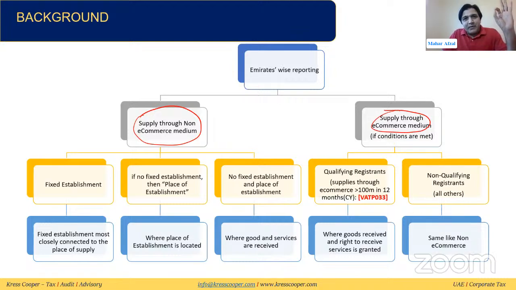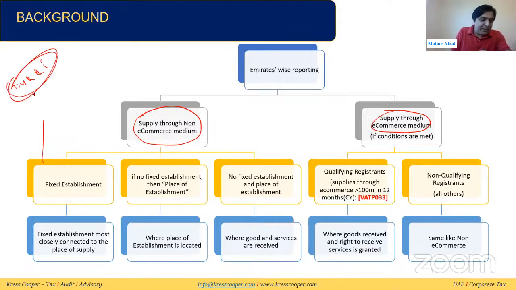Does the taxable person have a fixed establishment? If yes, the place of supply will be the Emirate where the fixed establishment most closely related to the supply is located. Suppose the company is in Dubai, and this is the only fixed establishment there, with no other office in the UAE, and from Dubai they are making supplies in various Emirates. Since they have one fixed establishment in the UAE, all sales need to be reported in Dubai.